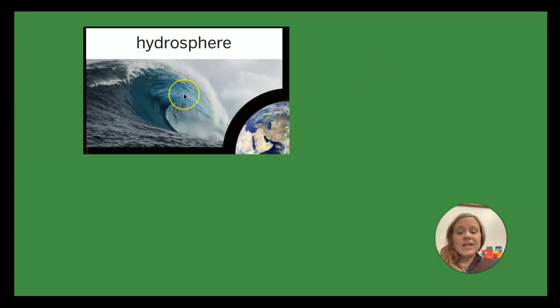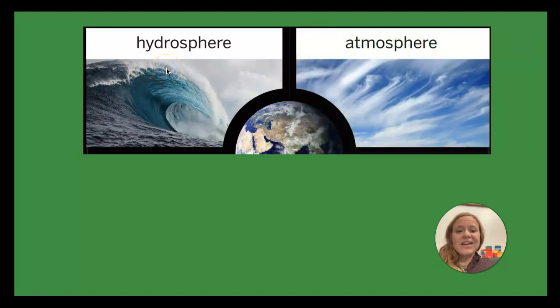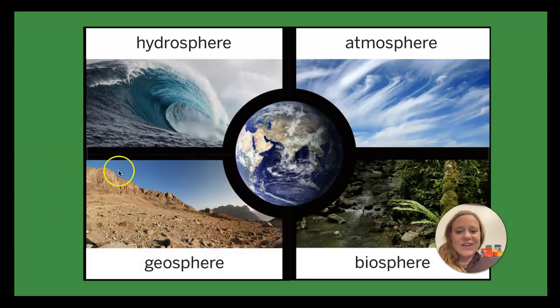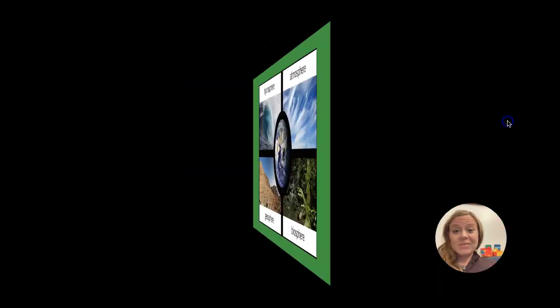So then we got into this unit, we started talking about how Earth's systems interact with each other. We started by learning about each of the root words, hydro, atmo, bio, and geo, and we talked about how each of these spheres interact with each other. We have our hydrosphere, which is our water sphere, and our atmosphere, which is our gases and air, and our biosphere, which is our life, our plants, and our geosphere, our rocks, and how they all work together and interact in order to create this system on Earth that we live on.